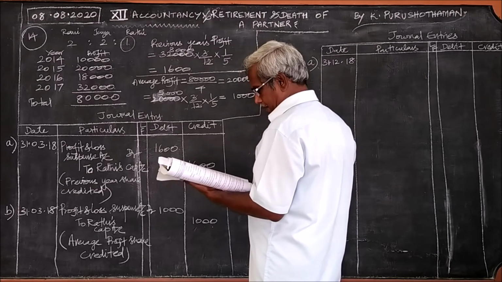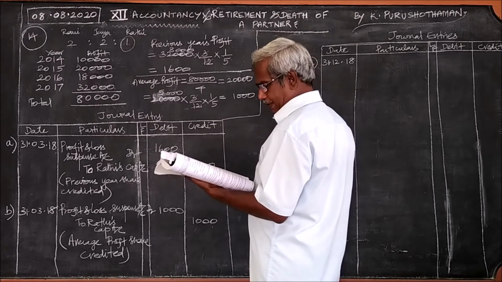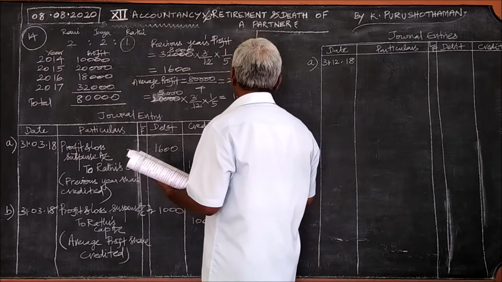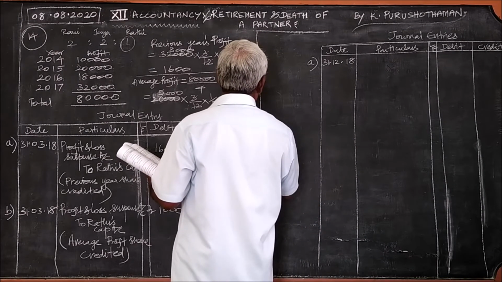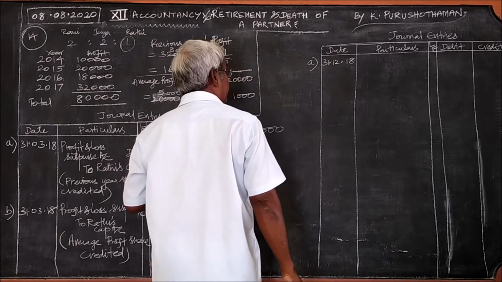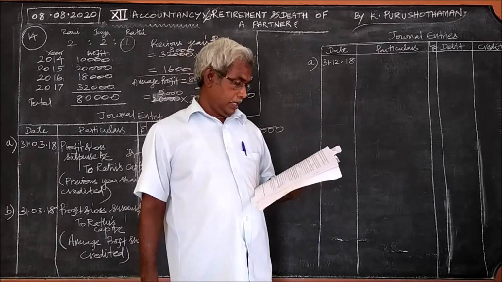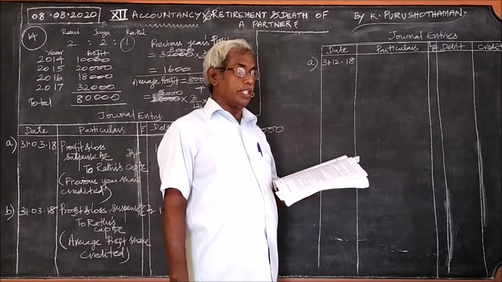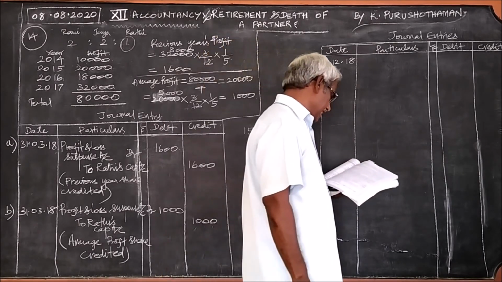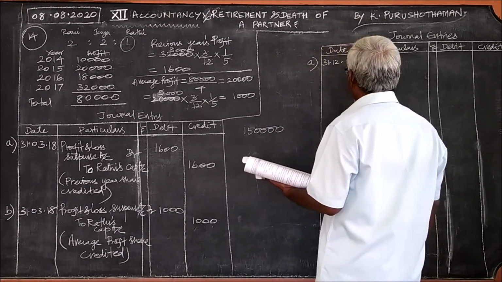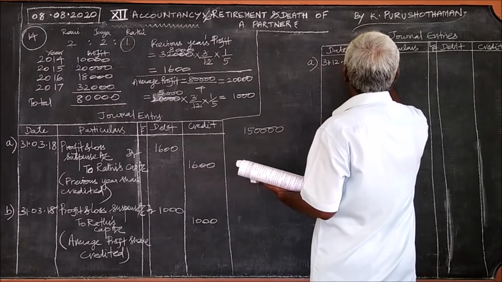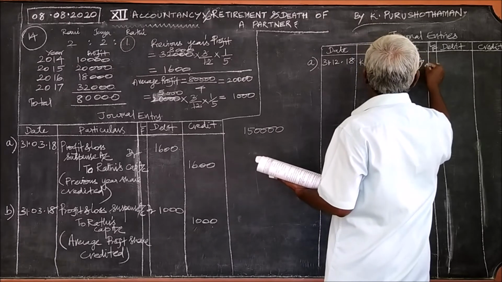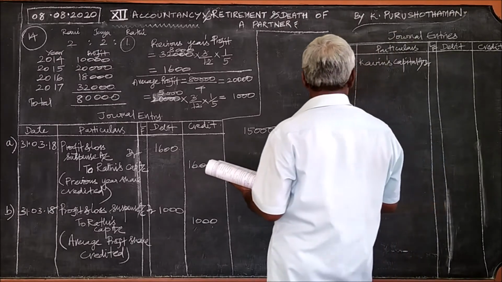On the date of retirement, his capital shows a credit balance of 1,50,000. Here, what type of account is maintained? His capital account itself is given. Therefore, who is the retiring partner out of these 3? Kavin retires. Therefore, Kavin's capital account debit. This is for A.